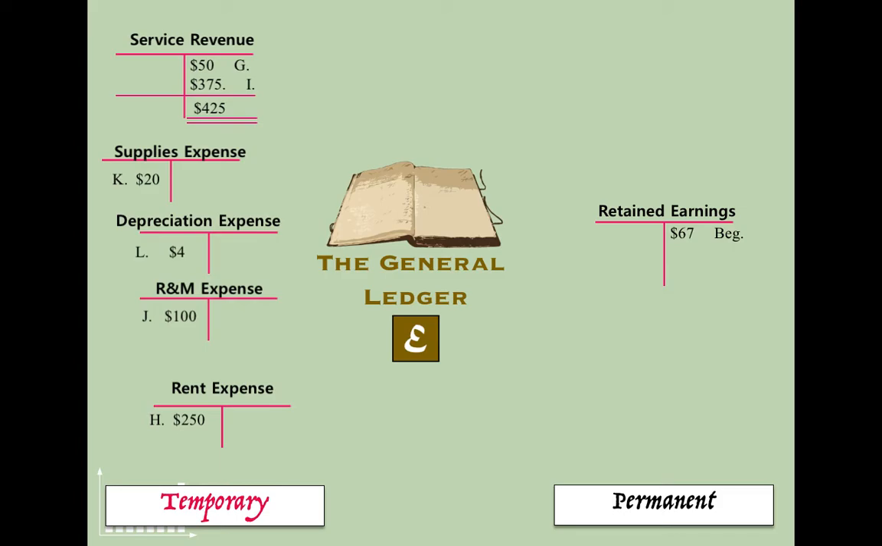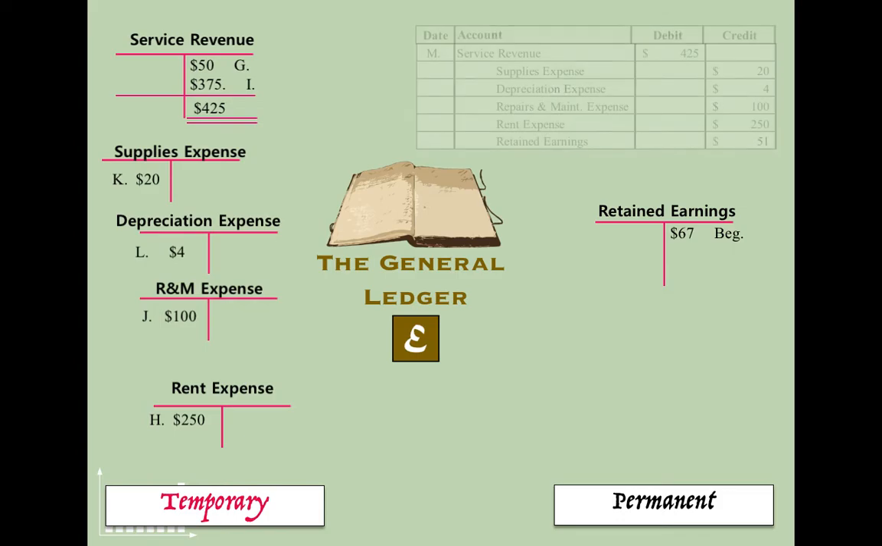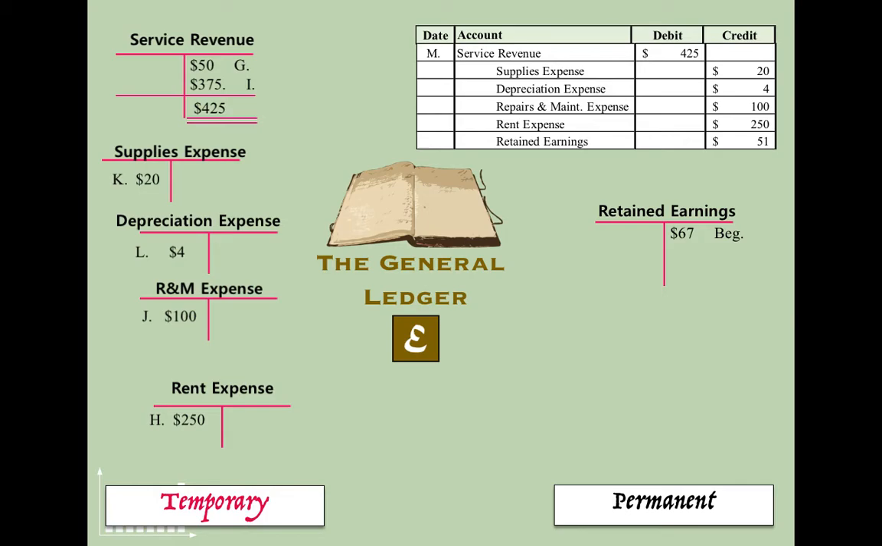So in order to close these, right, we have to make them 0. So how do we make the service revenue 0? We need to debit it. How do we make all the expenses 0? Well, we're going to have to credit them. So the closing journal entry, letter M here, for the month of May, as we're looking at for Carl here, looks like this.